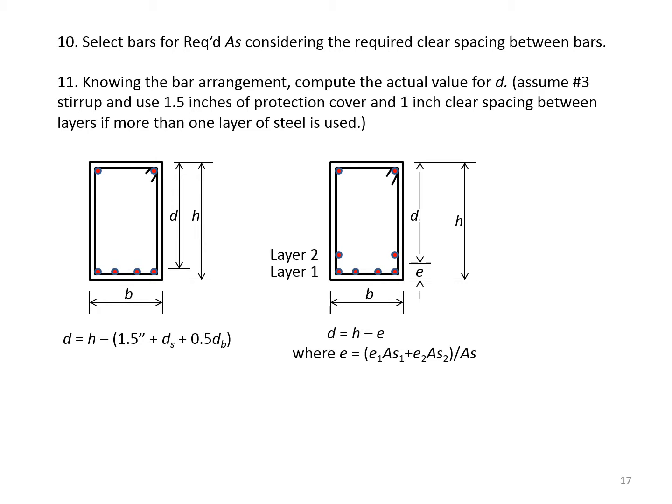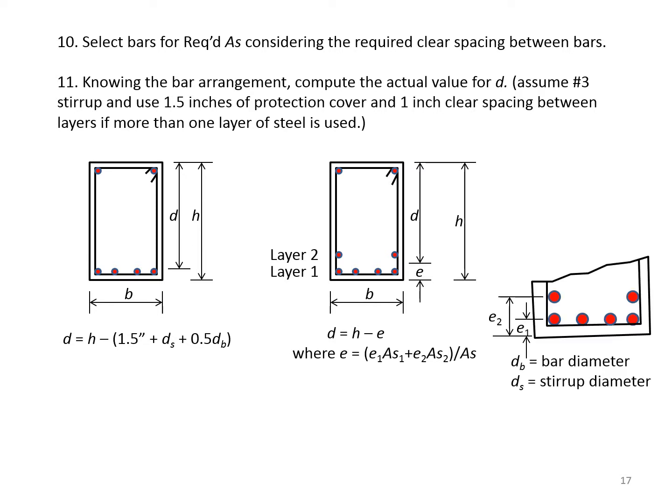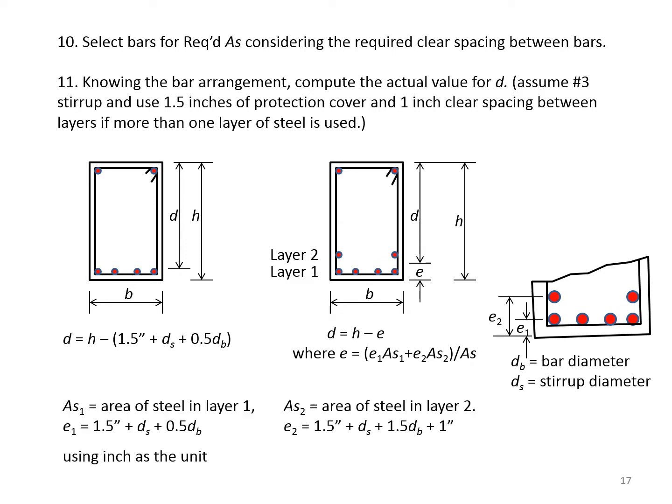When multiple layers are used, the computation is a little bit more involved. d is equal to h minus e. In this figure, 2 layers of tension steel are shown. The distances e1 and e2 are computed as shown in the detail to the right. And e would be e1 As1 plus e2 As2 divided by As.